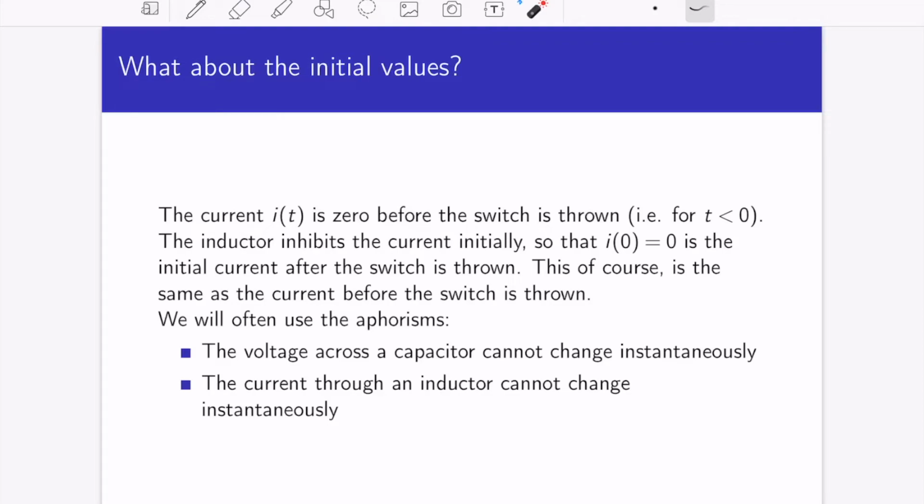So often we will say that the voltage across a capacitor can't change instantaneously. And we'll say also that the current through an inductor cannot change instantaneously. These are aphorisms that we can use to kind of remind ourselves of what's going on.